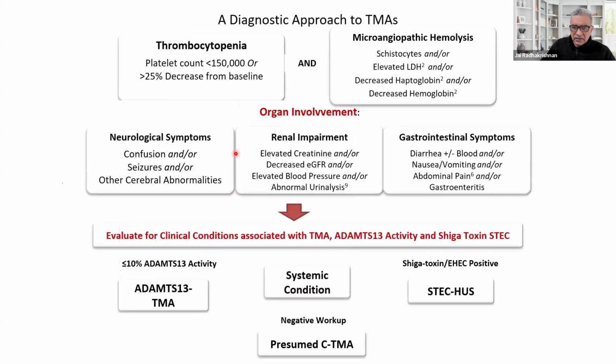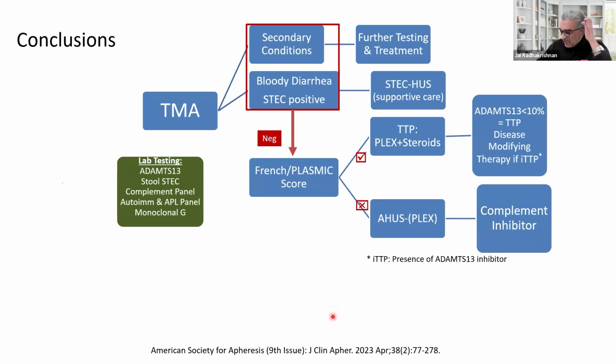So once again, we've made the diagnosis of TMA. We've checked the ADAMTS13 antibody. We've looked at STEC HUS, ruled out. We ruled out a systemic condition. And now we're left with ruling out complement-mediated TMA or aHUS. So this is the slide. I think hopefully it'll put everything into perspective.